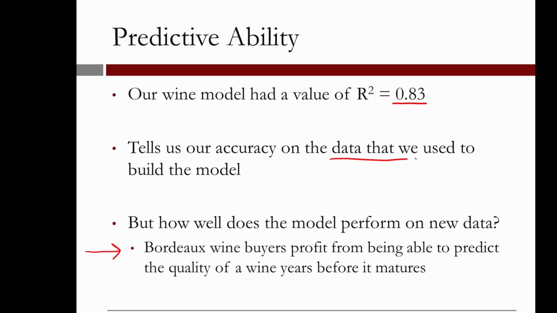The data that we use to build a model is often called the training data, and the new data is often called the test data. The accuracy of the model on the test data is often referred to as out-of-sample accuracy. Let's see how well our model performs on some test data in R.